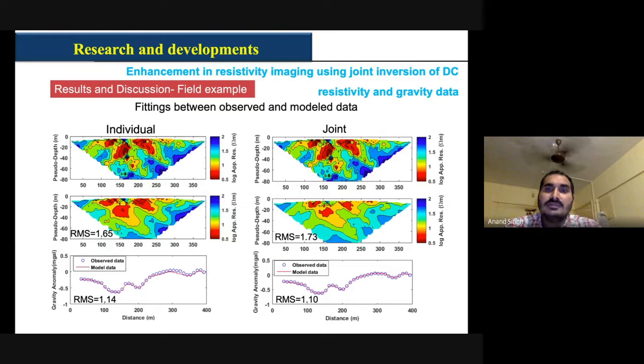Now, an important point is the data fitting. For the individual level and joint level data fitting, the RMS values were 1.6 and 1.73 for the resistivity data, and for the gravity data the RMS values were 1.14 and 1.10. So we have got almost the same level of data fitting.